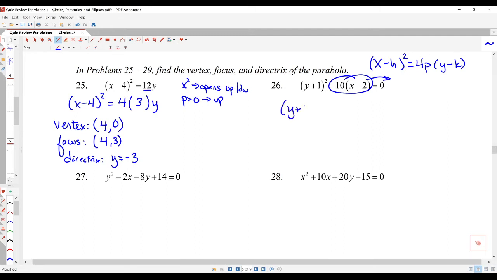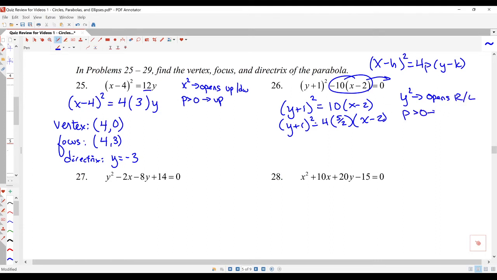All right, with 26, we have to move this to the other side. So I'm just going to go ahead and add it over there. So I get 10 times (x minus 2). I need that to be 4 times something. So like I said in the previous example, just divide 10 by 4. So I get 10 over 4, which reduces to 5 over 2. Because it's y squared, it opens right and left. Because p is positive, it's going to go right.